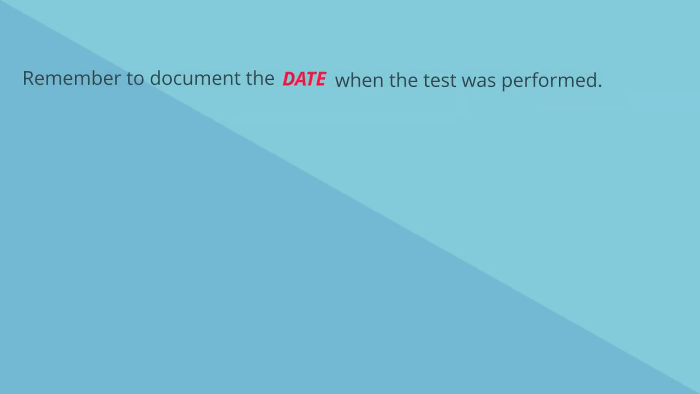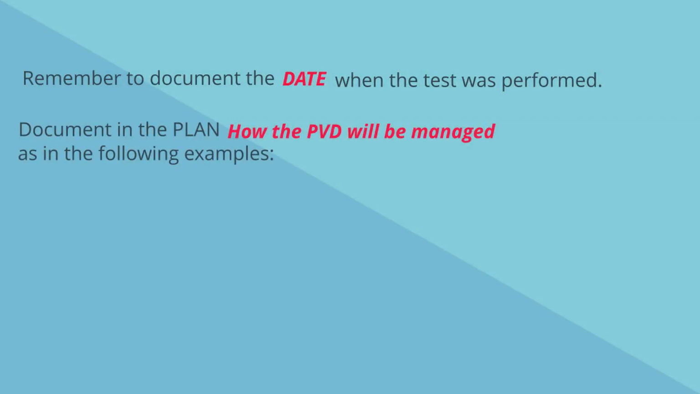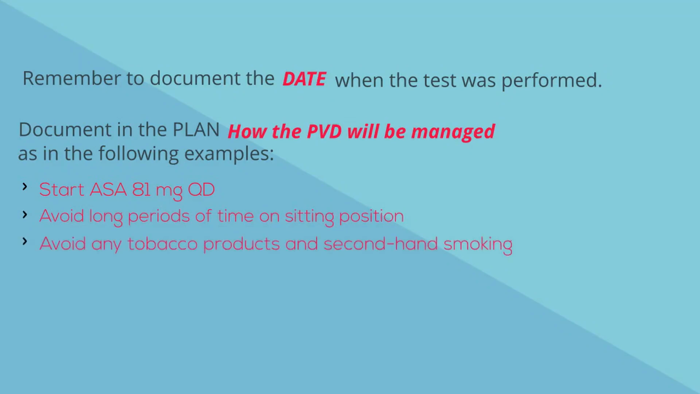Besides the clinical findings and the type of vascular disorder, healthcare providers must also be specific about how they will manage this condition. These details will be documented in the plan. For example: start aspirin 81 mg once a day. Avoid long periods of sitting or standing position. Avoid any tobacco products and secondhand smoking.